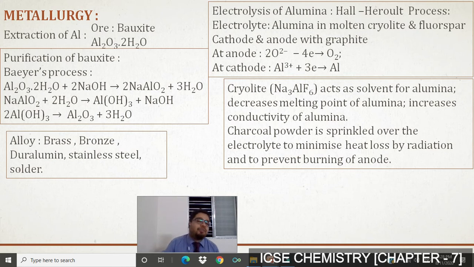So for brass and bronze, the main component is copper, whereas brass is made up of copper and zinc. Bronze is made up of copper, zinc and tin. But if you are asked to write the main metal, you have to write only copper.